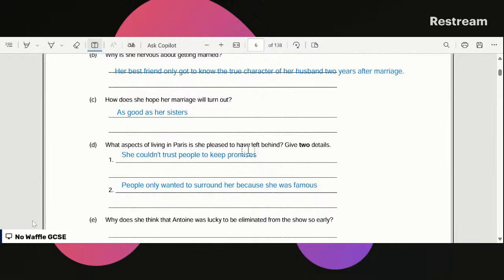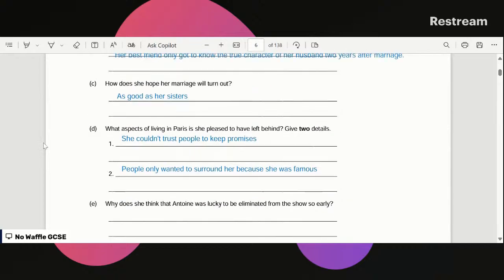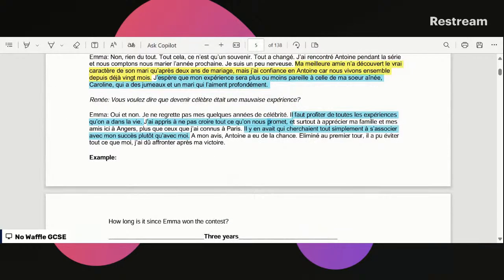Okay, moving on. Why does she think that Antoine was lucky to be eliminated from this show so early? So why was he lucky? À mon avis, in my opinion, Antoine a eu de la chance. So he was actually lucky. He had a good opportunity. Éliminé au premier tour, in the first round, il a pu éviter tout ce que moi, j'ai dû affronter après ma victoire.